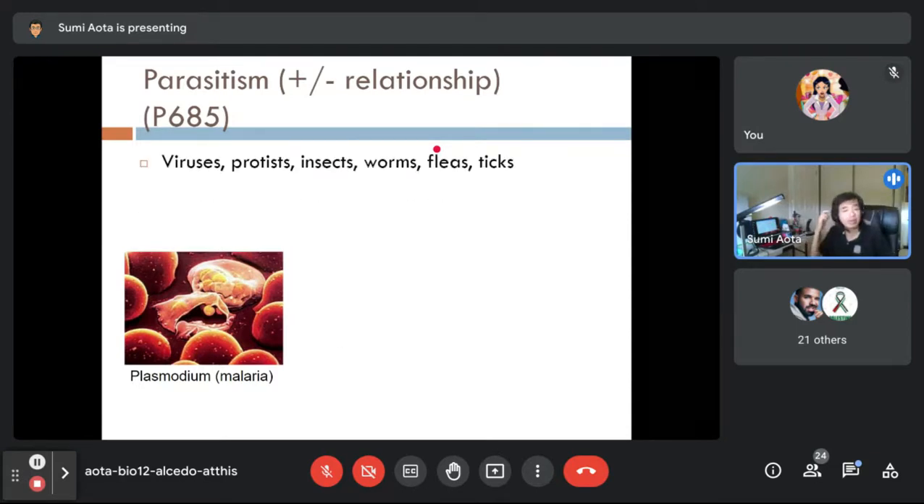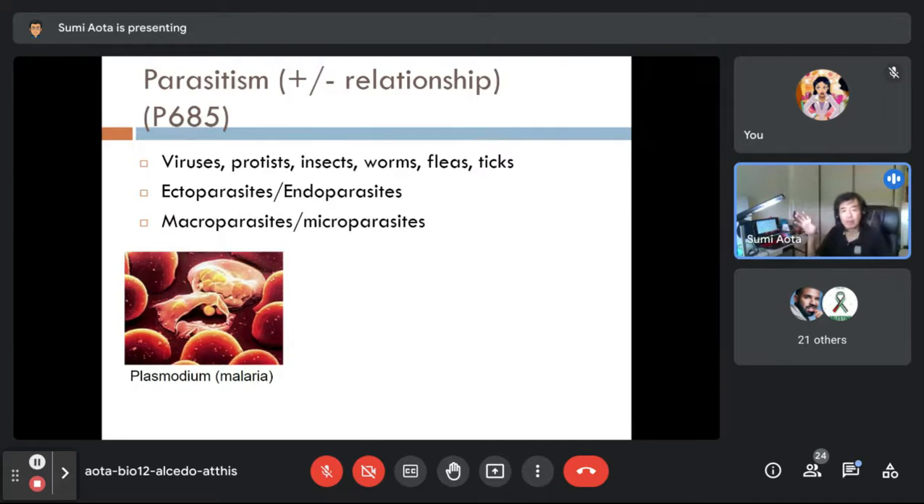Okay, so when we talk about parasites, we're talking about viruses, protists, insects, worms, fleas, and ticks. I'll show you something on cordyceps later, depending on time. They can be ectoparasites or endoparasites. So an ectoparasite is one that's on the surface of your body, leeches. Endoparasites are ones that are found inside your body, like Plasmodium, the malaria-causing parasite.